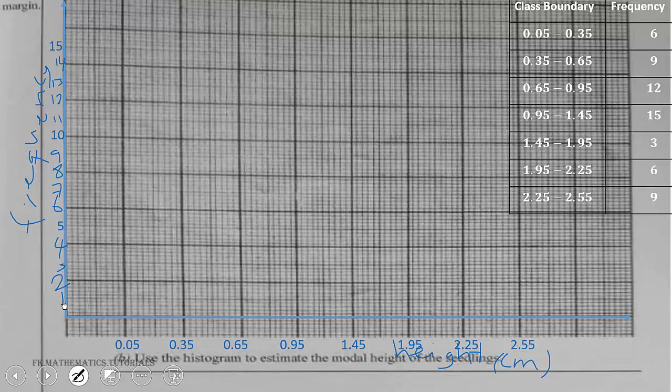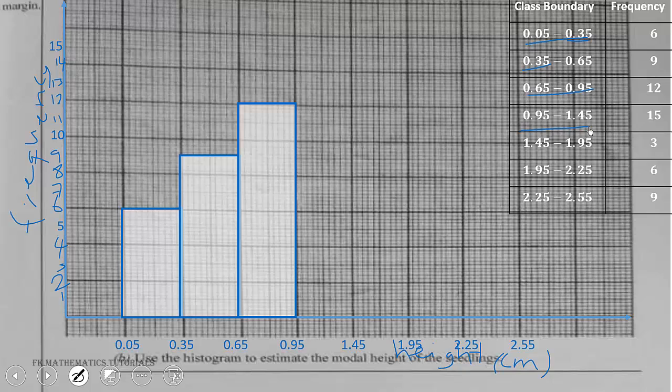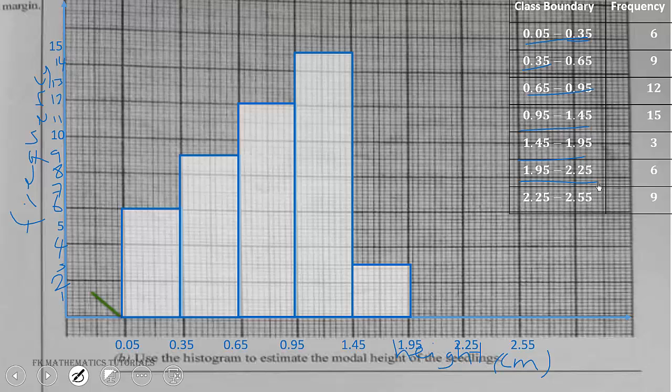So we will now plot this class boundary, which is 0.05 to 0.35. That is 6. We draw the histogram, the bars, and there is going to be no interval between them. So the next one also starts from 0.35, because we have 0.35 here. So 0.35 to 0.65 is 9. Then 0.65 to 0.95 is 12. Then 0.95 to 1.45 is 15. Then 1.45 to 1.95 is 3. Then 1.95 to 2 is 6. Then the last one is 9.